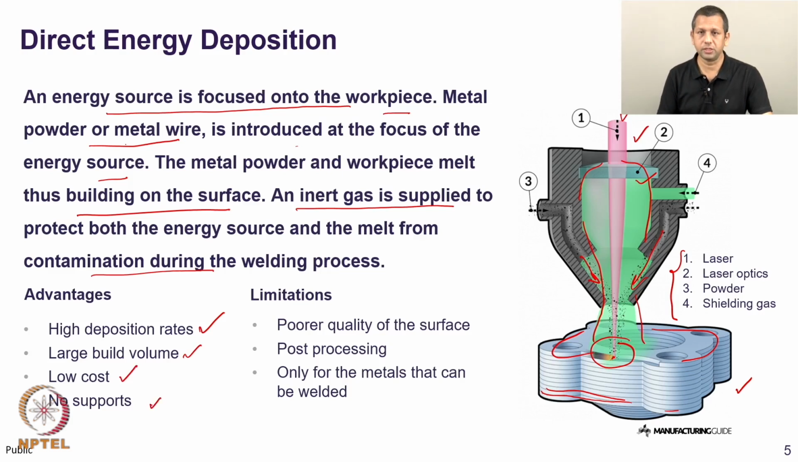However, this technology also comes with certain limitations. We have poor surface quality; as you can see, as the layers are deposited, the side surfaces are very rough and you can clearly see the formation of multiple layers. Thus the surface has to be machined. Even the top surface shows the formation of various build paths, and that surface also needs to be cleaned. Thus post processing is required. We can deposit only the metals that can be welded using the DED process.